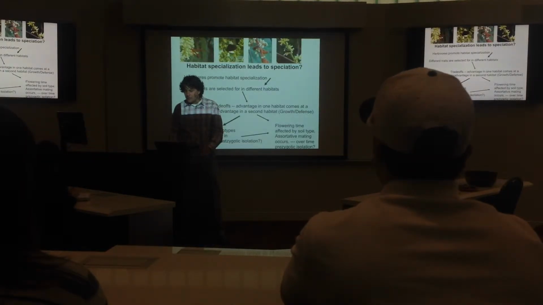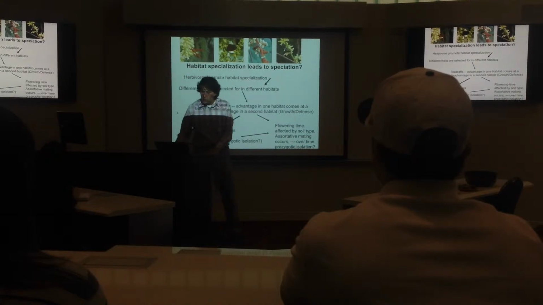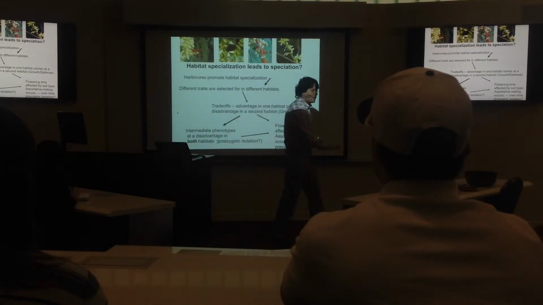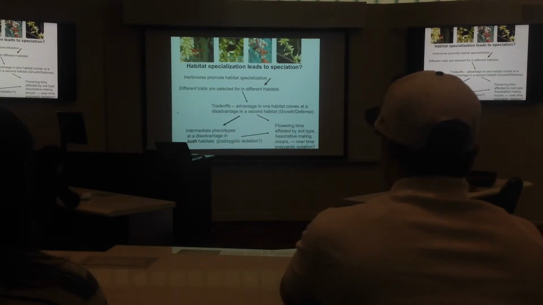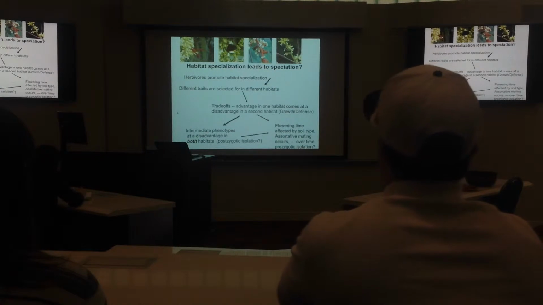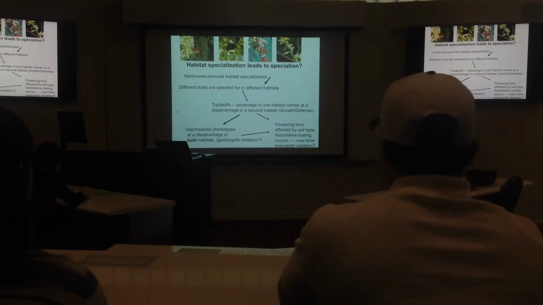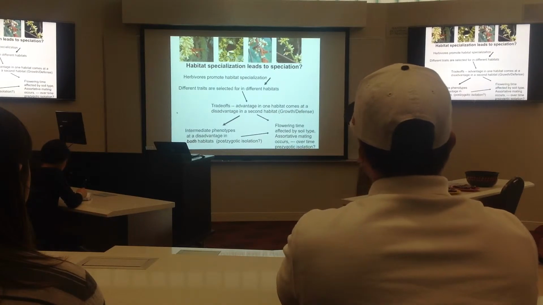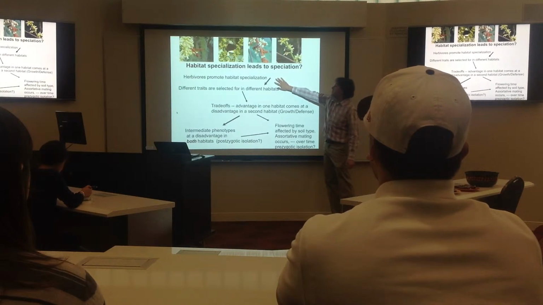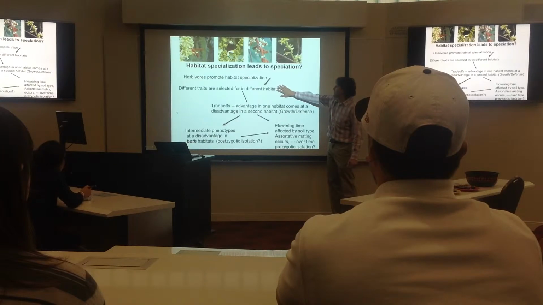All right, so I'm just going to tell you, I got like 3 more minutes, and I'm going to tell you just a few things, the directions I want to go going forward. So the way that I think about how herbivores promote habitat specialization is kind of like this. Different traits are selected for in the different environments, right? You have nutrient-poor soils and nutrient-rich soils, and the impact of herbivory is different in the different environments. So you have different traits being selected for.